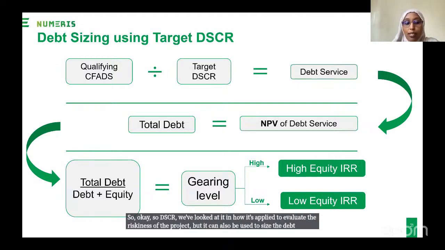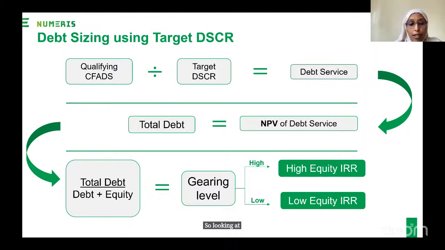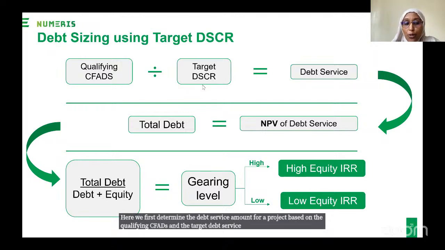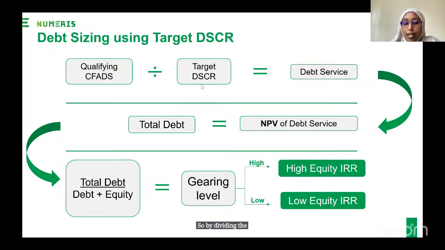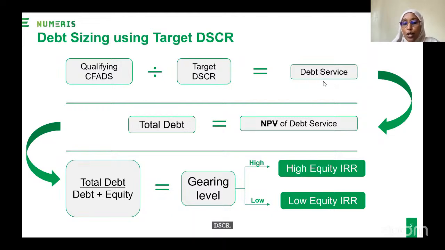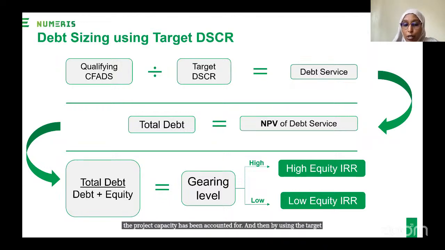One way to size the debt is by using the target DSCR. Looking at the first formula, here we first determine the debt service amount for a project based on the qualifying CFADS and the target debt service ratio. By dividing the qualifying CFADS by the target DSCR, we are able to calculate the maximum amount of debt service that the project can support in each period while maintaining the target DSCR. So two conditions have been met here. By using the CFADS, the project capacity has been accounted for. And then by using the target DSCR, a covenant condition has been met.